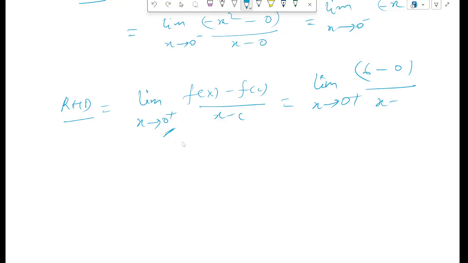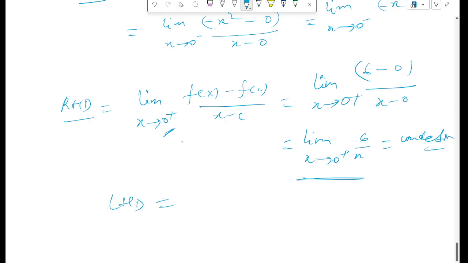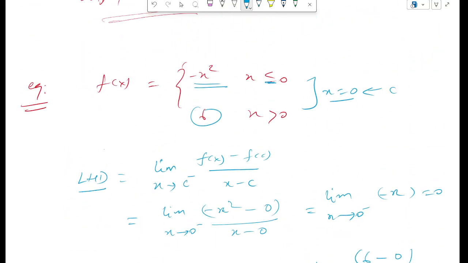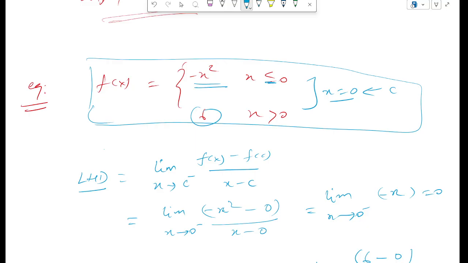What we will get here? Limit x tends to 0 plus 6 by x, which is undefined. Which means for this right hand derivative, we did not get any proper number. So we can say that the left hand derivative was not equal to the right hand derivative. So this particular function f(x) that we defined here was not differentiable at x equal to 0.